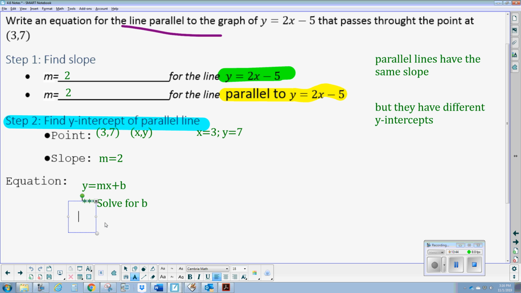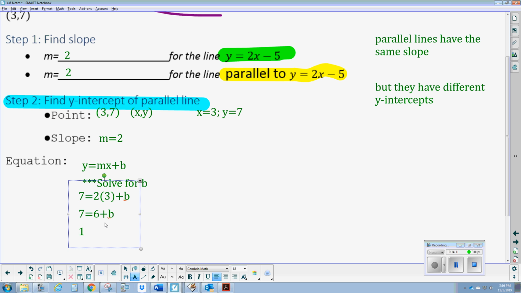So when we rewrite y equals mx plus b, we know that y is 7, we know that m is 2, and we know that x is 3. So y equals mx plus b becomes 7 equals 2 times 3 plus b. And so now we're just going to simplify. 7 equals 6 plus b. We're going to subtract 6 from both sides, and we get 1 is equal to b.